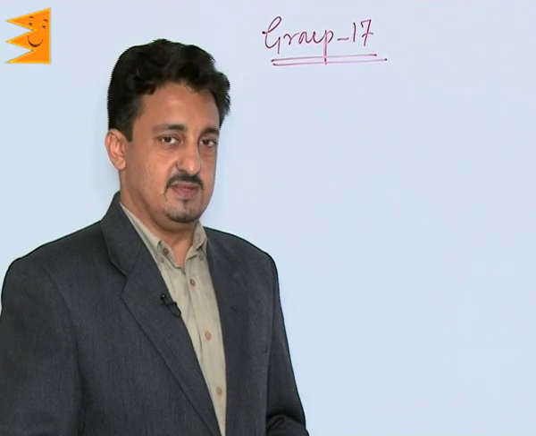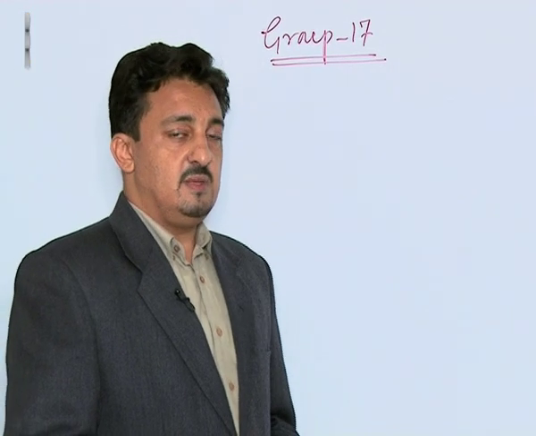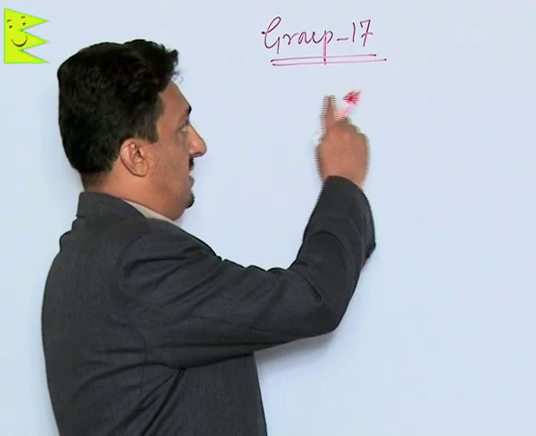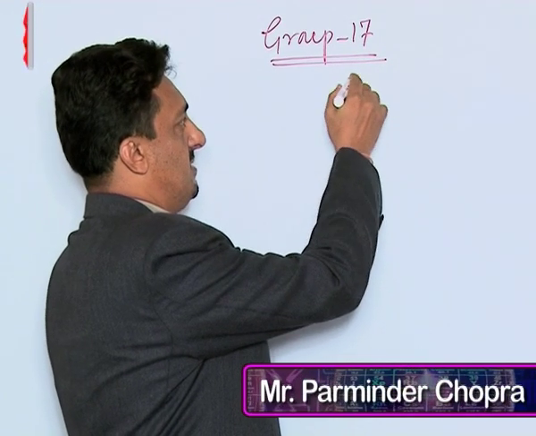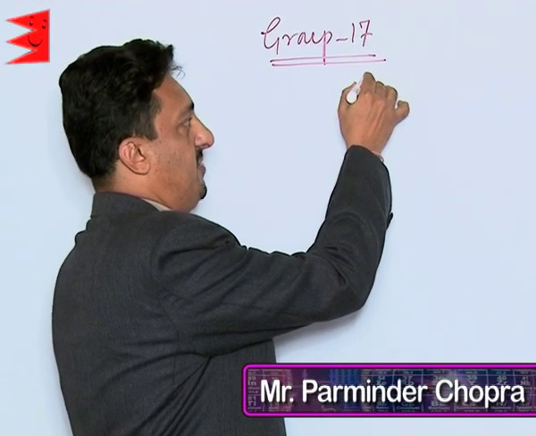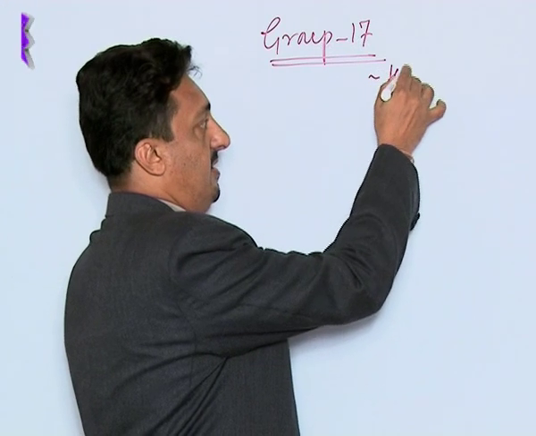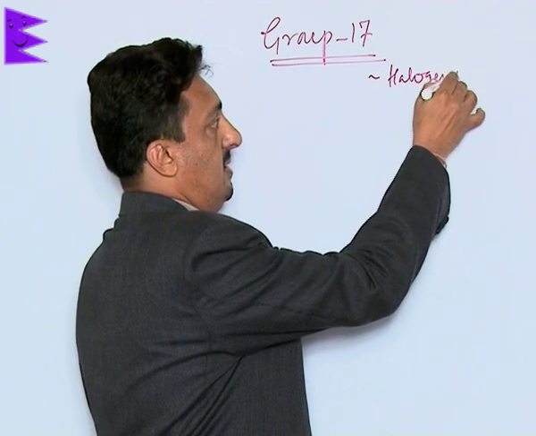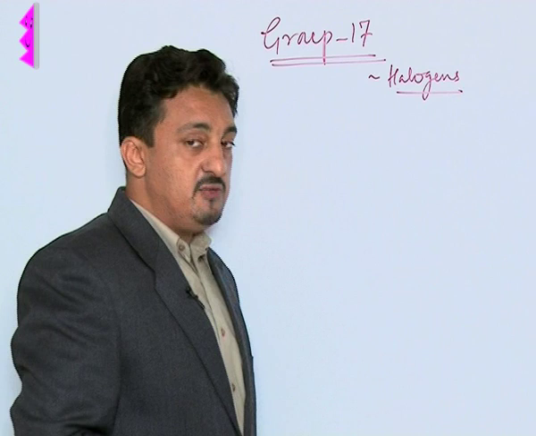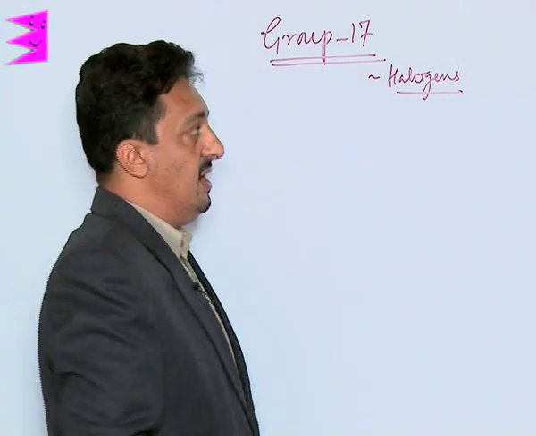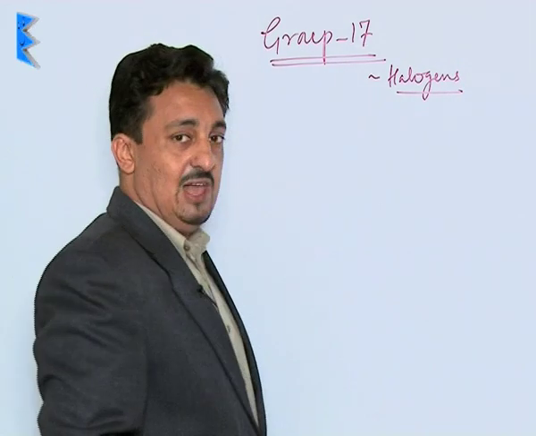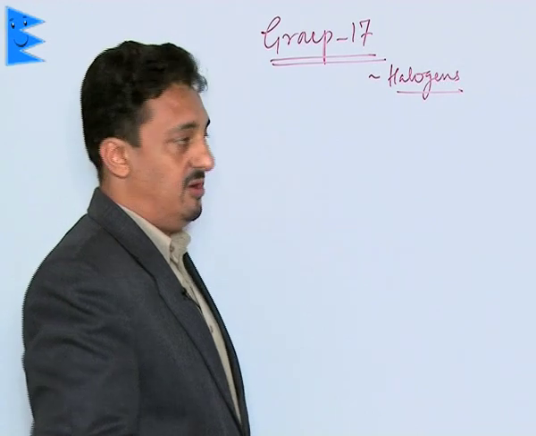Group 17 elements, the p block, are having group 17. The elements of group 17 are called in general halogens or the fluorine family. They are called halogens because halo means salt. They basically form the salt.